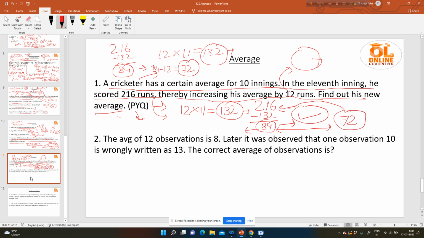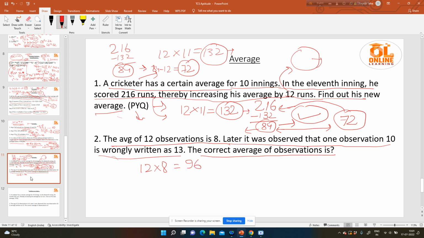Okay. Now, the average of 12 observations is 8. Later, it was observed that one observation 10 is wrongly written as 13. What is the correct average of the observations? So the average of 12 observations is 8, so 12 into 8 is the total. What is 12 into 8? It is 96, right? Yeah, 12 into 8 is 96.